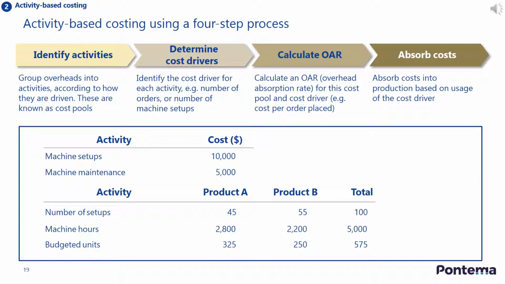In the case example on the slide, Company ABC has provided information relating to the manufacture of Product A and Product B. Using activity-based costing, what is the overhead cost per unit of Product A? The answer follows on the next slide.